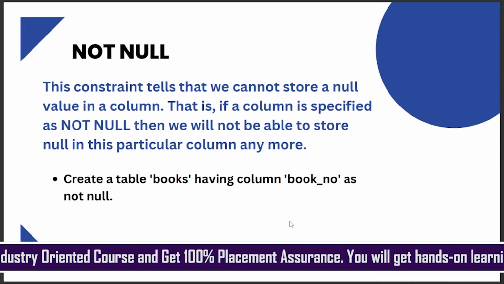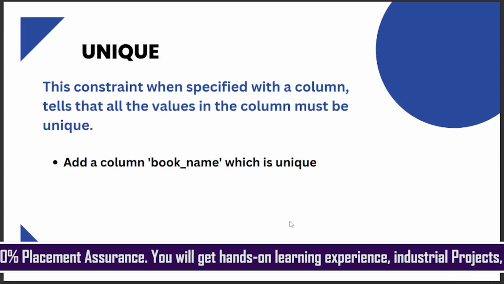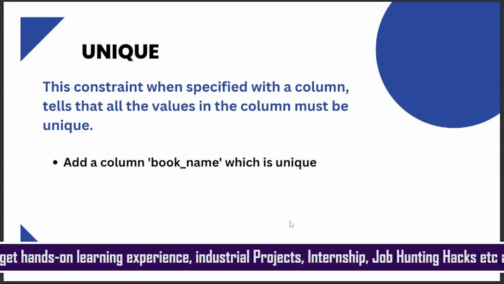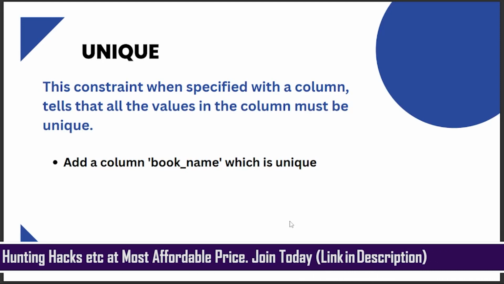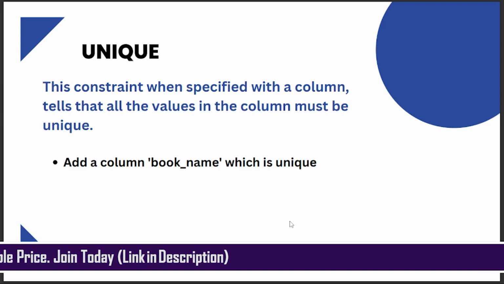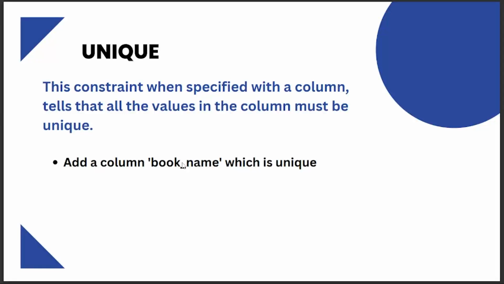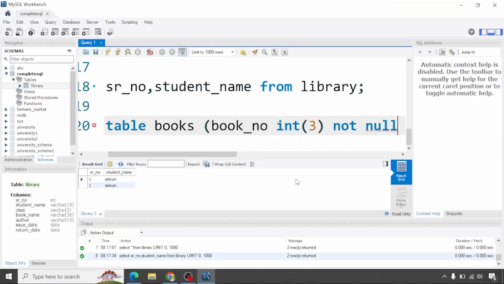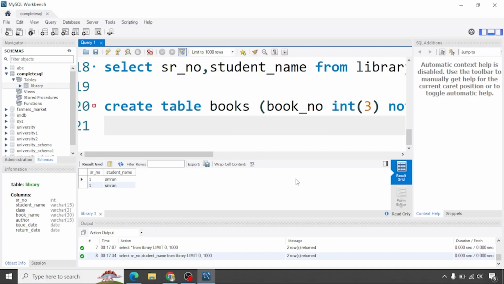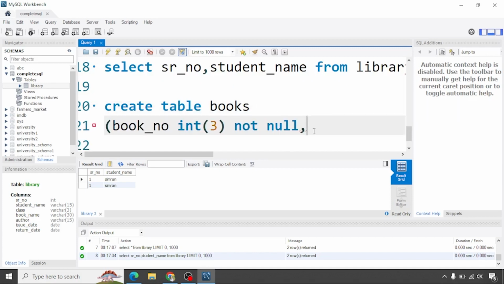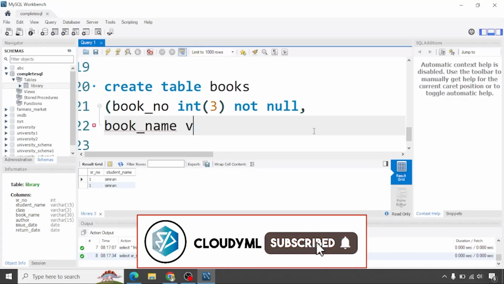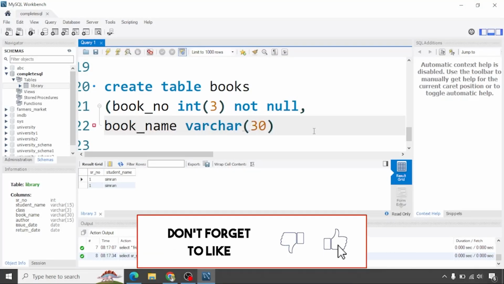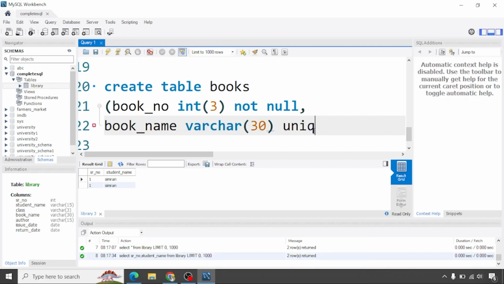Now let's move ahead to the next constraint, which is the unique constraint. This constraint, when specified in a column, tells us that all the values in the column must be unique, which means you cannot add repeated values in that particular column. You have to add only unique values. So add a column book name which is unique. After this, you will add a column book_name, specify the data type varchar, and this is unique. So simply write unique over here.